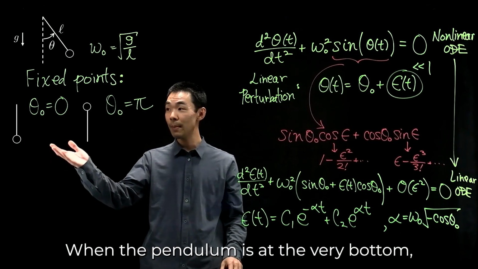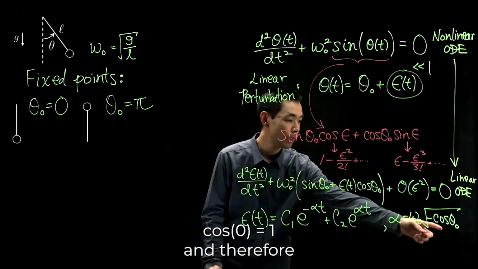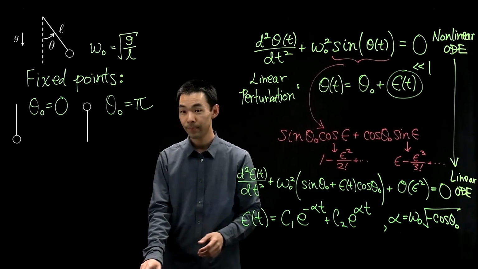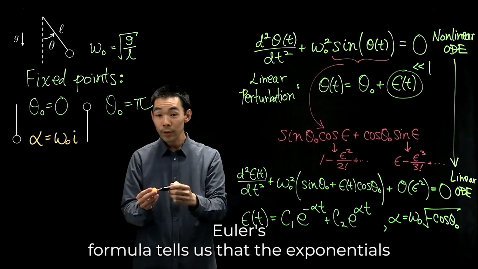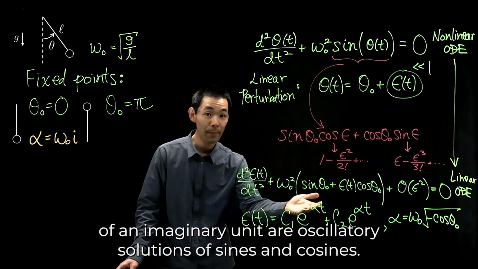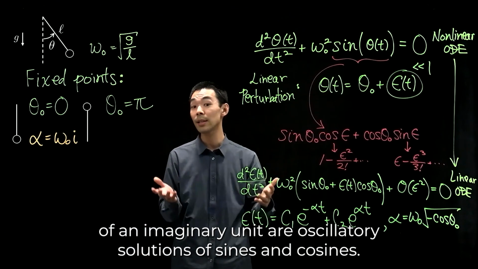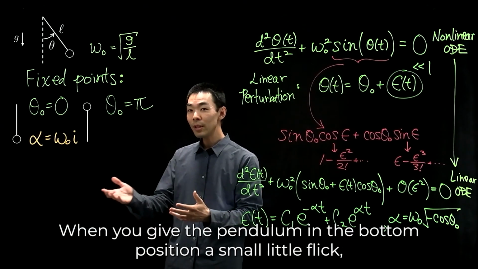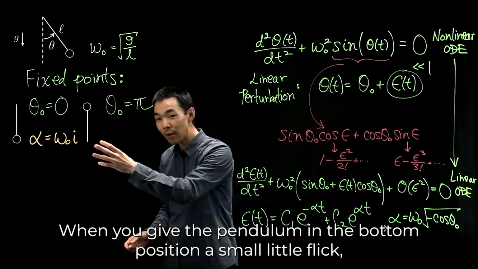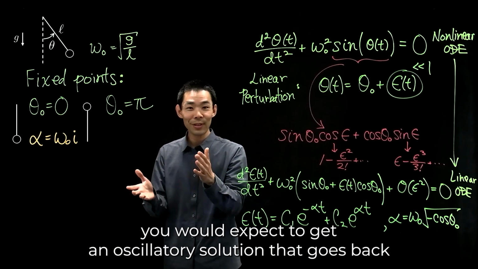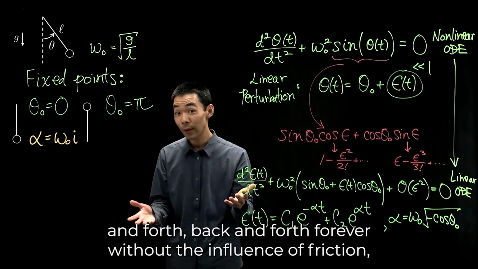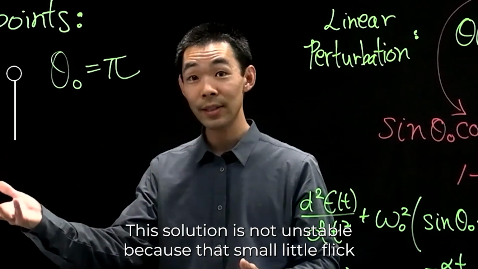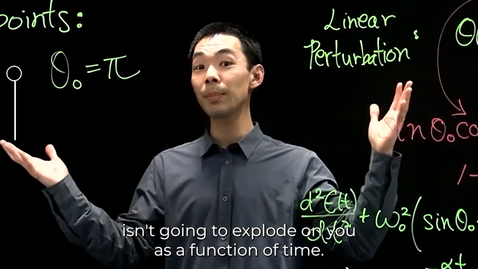When the pendulum is at the very bottom, cosine of 0 is equal to 1, and therefore we have a square root of -1, which gives us an imaginary unit. Euler's formula tells us that the exponentials of an imaginary unit are oscillatory solutions of sines and cosines. When you think about it, this is consistent with your physical intuition. When you give the pendulum in the bottom position a small little flick, you would expect to get an oscillatory solution that goes back and forth forever without the influence of friction if you don't have air drag. This solution is not unstable because that small little flick isn't going to explode on you as a function of time.